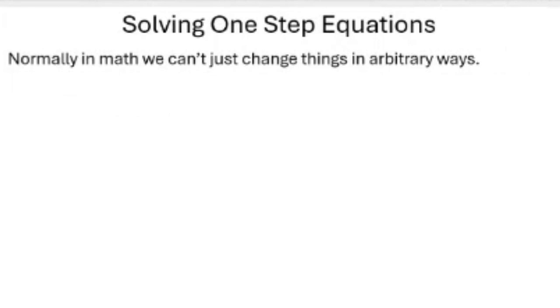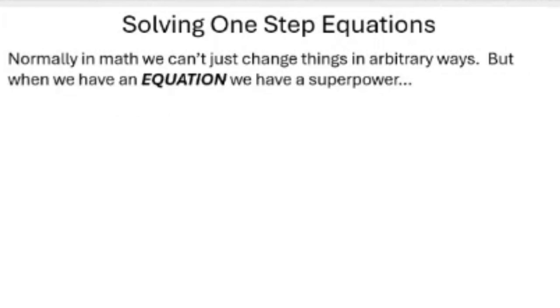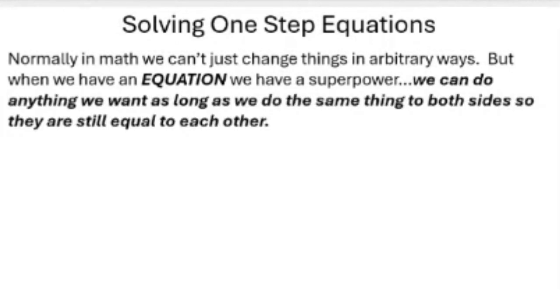Normally in math, we can't just change things in arbitrary ways. I think I gave an example of this during the break, but if the question says that the road is 40 kilometers long, you can't just say, yeah, I'm going to add 3 to that, and I'm going to make the road 43 kilometers long for this question. You'll get it wrong, right? You can't just change things. But as soon as you have an equation, we have a superpower. We can change anything we want as long as we do the exact same thing to both sides, so they're still equal to each other.